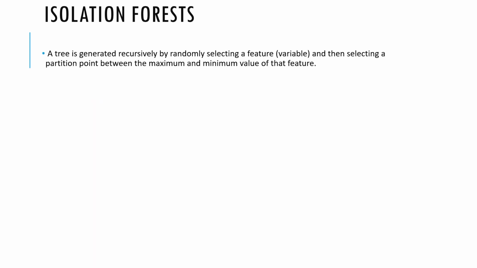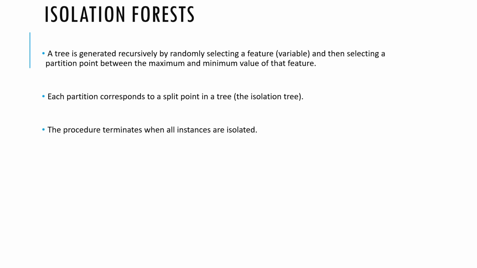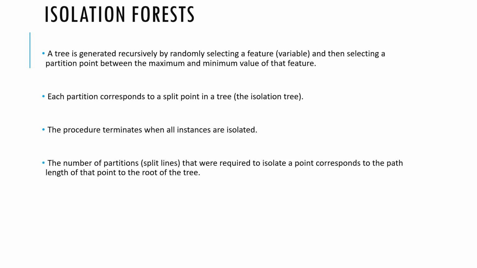In isolation forests, a tree is generated recursively by randomly selecting a feature and then selecting a partition point between the maximum and minimum value of that feature. Each partition corresponds to a split point in a tree, the isolation tree. The procedure terminates when all instances are isolated. The number of partitions, split lines, that were required to isolate a point correspond to the path length of that point to the root of the tree.